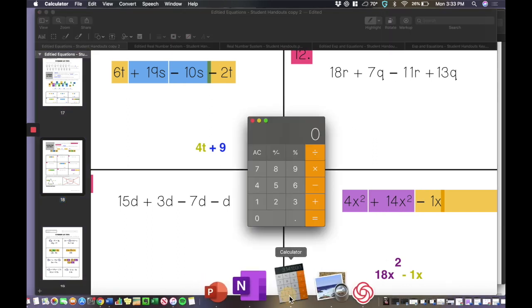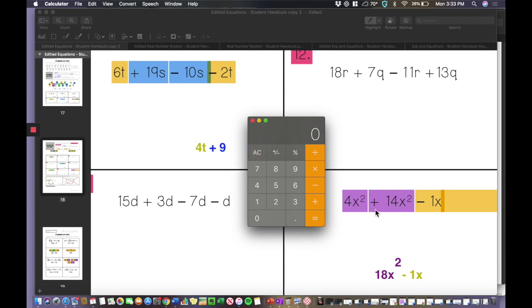So all I have to do is add my coefficients together. I recognize that these are both x squared, so I can take 4 plus 14, combining those numbers, or those coefficients, whatever you want to call them, and I have 18. So now I have 18x squared. Now there is only one term over here, -1x, so it would be staying the same.